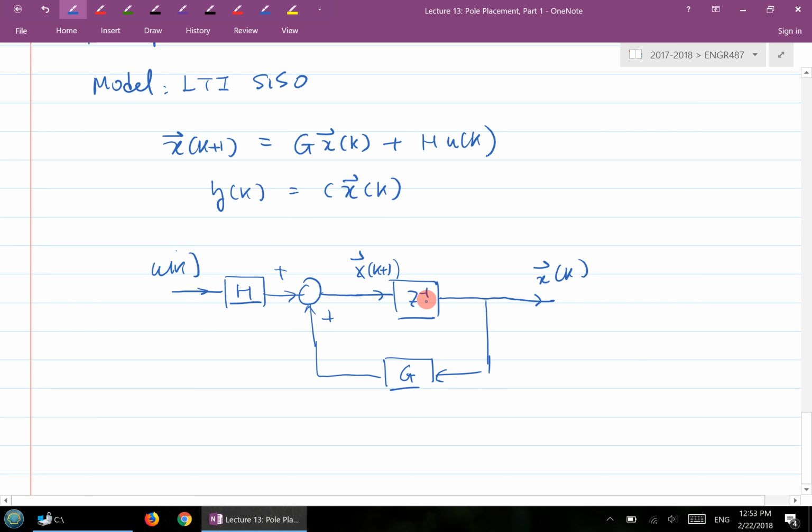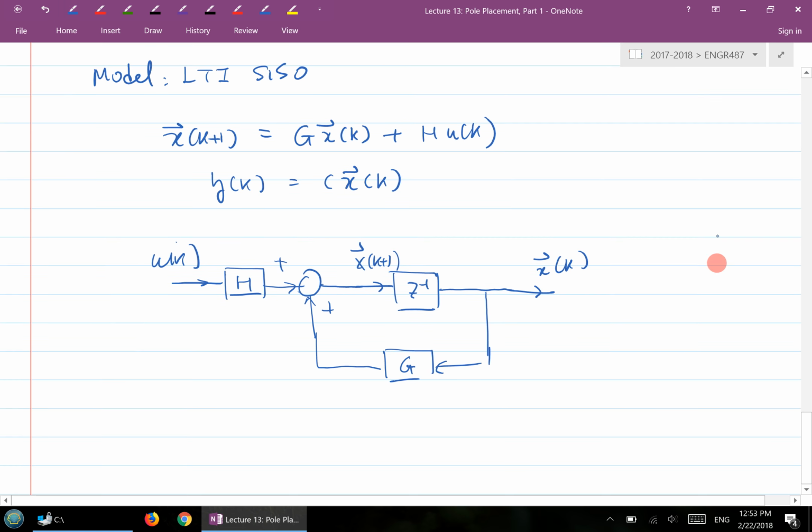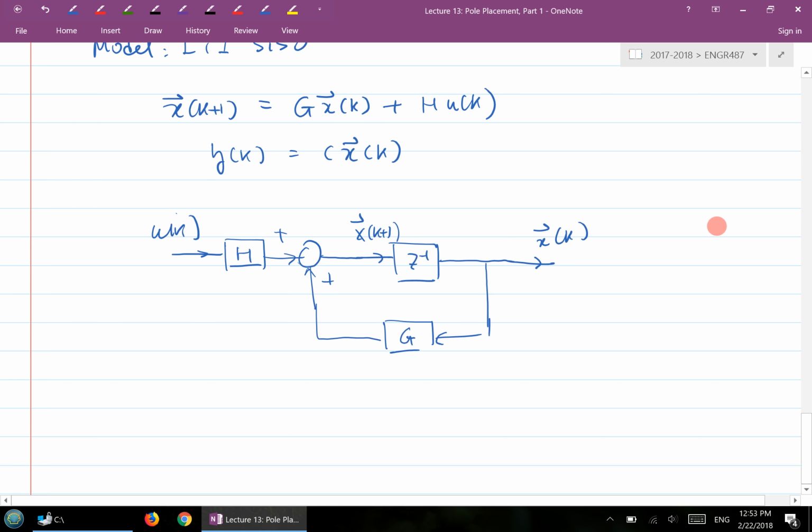You drag this block, right? And you can set this block G and H accordingly, and drag a delay block here. Then you construct. So that's basically your system.